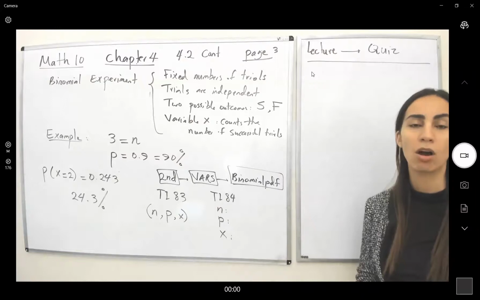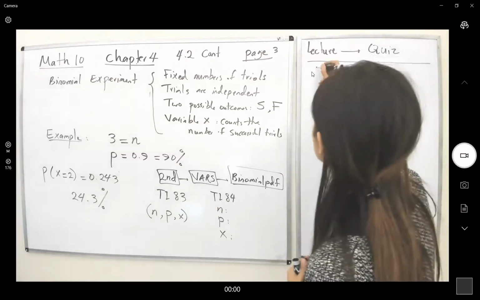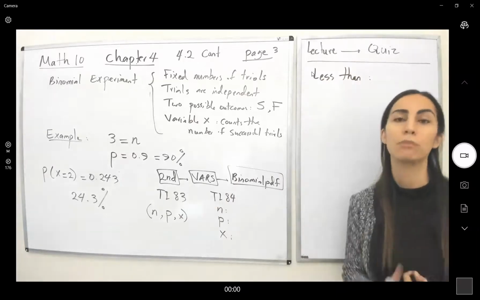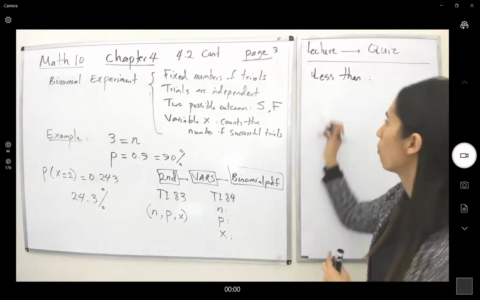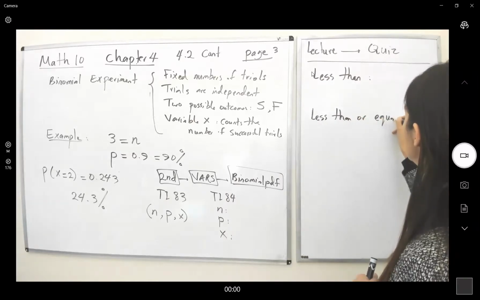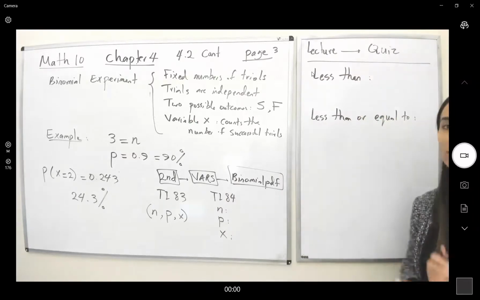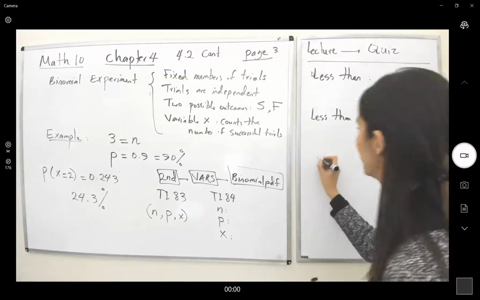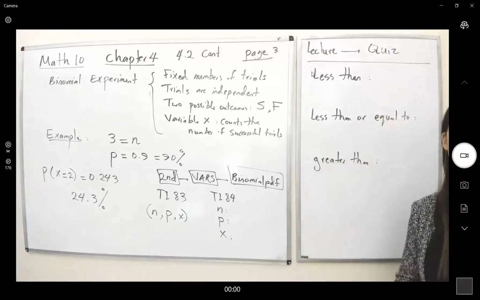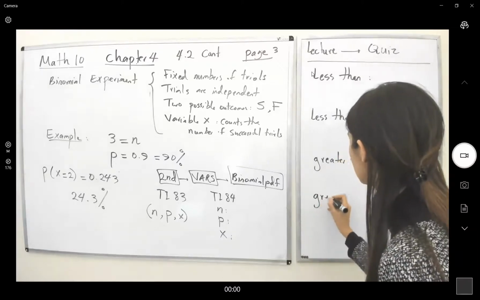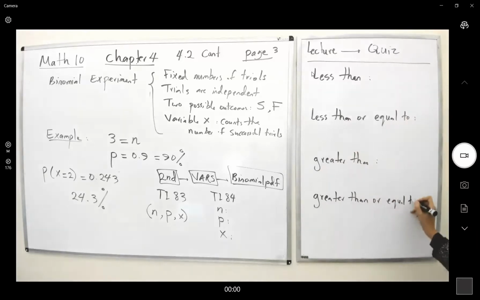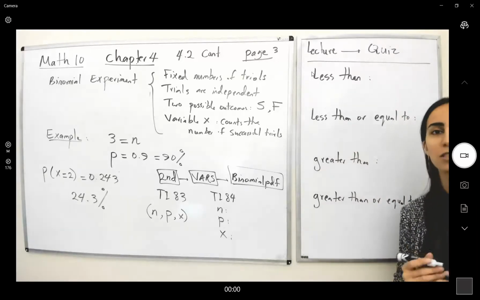So what's the meaning of less than? What is the symbol that you're using for less than? What if you have less than or equal to? What symbol are you using for this? What is greater than? How do you translate greater than into a math symbol? What about greater than or equal to? What are the symbols in math that you're using?